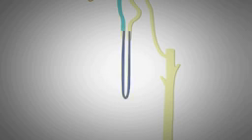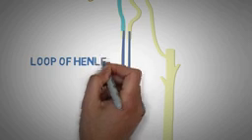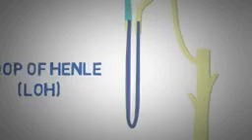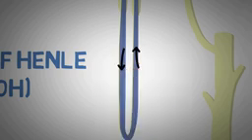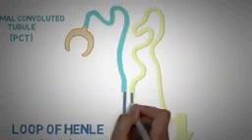The proximal tubule leads to the loop of Henle, which is the second main part of the renal tubule. This region forms a loop that is located in the renal medulla. The loop has a descending limb and an ascending limb. The ascending limb of the loop of Henle leads into the distal convoluted tubule.